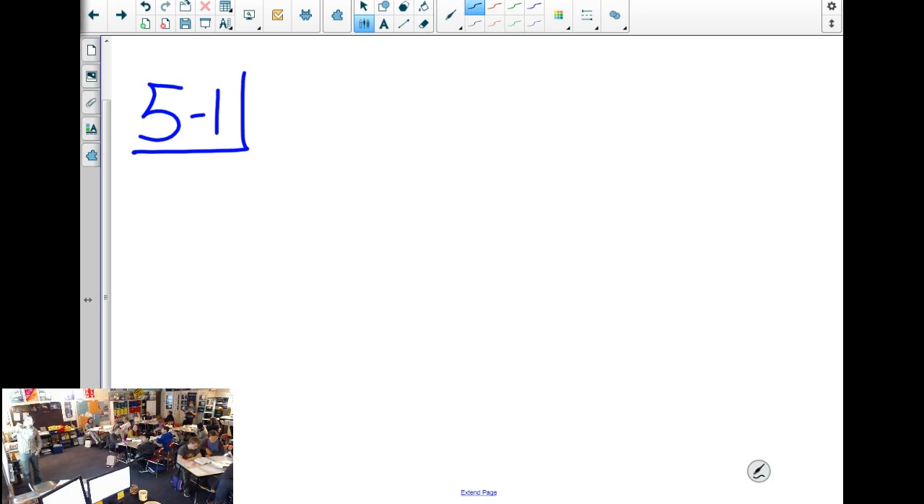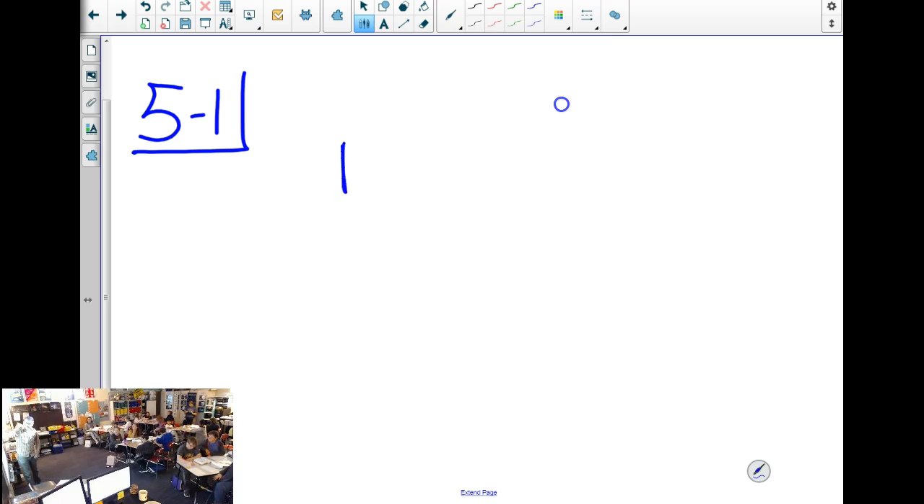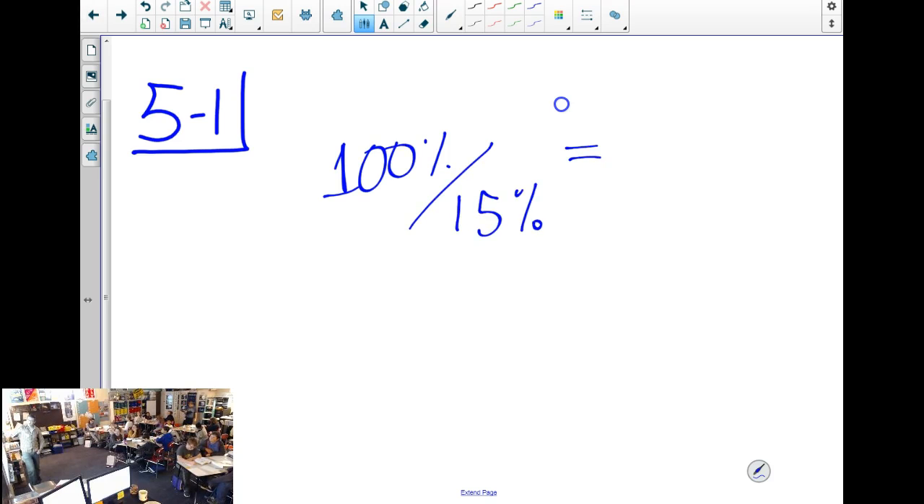Our group decided that you could do 100 divided by 15, and we didn't solve any of it, but 100% divided by 15%. Then we were going to do the number that we got times 3. So, if we do 100 divided by 15, somebody with a calculator do this for us. Thank you, please. 6 something.